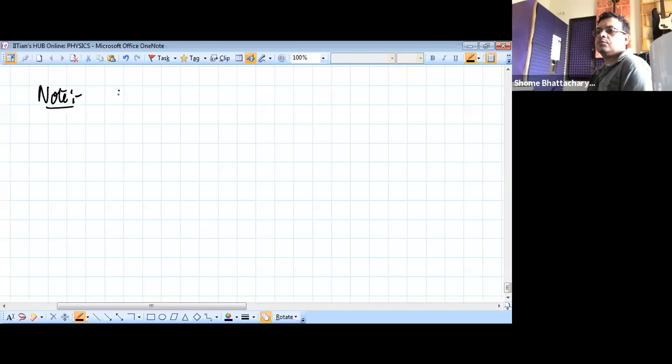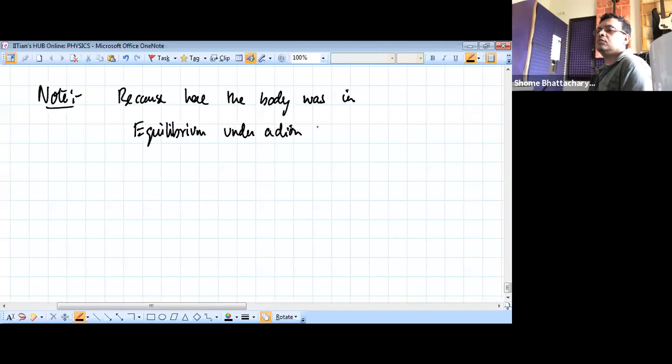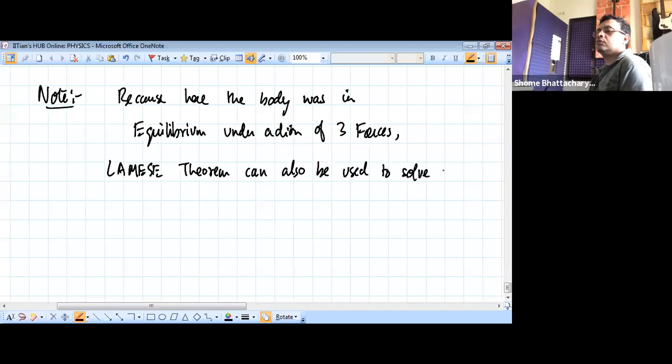Okay. So because here the body was in equilibrium under the action of three forces, Lamy's theorem can also be used to solve for the forces. So let's take a recap of Lamy's theorem.